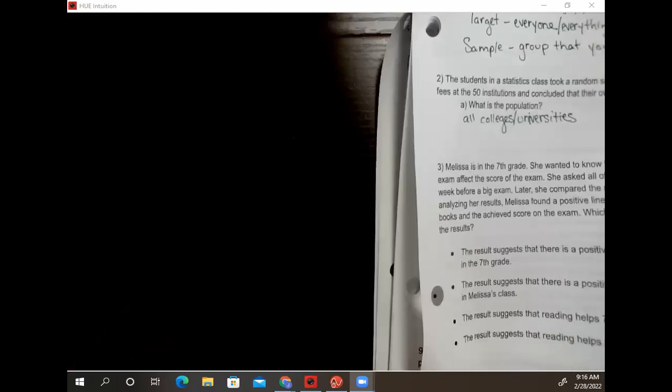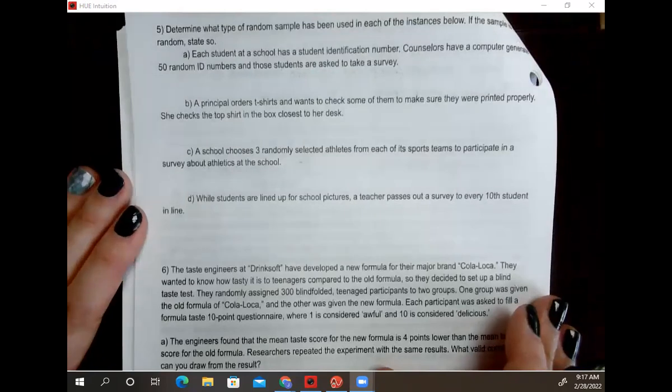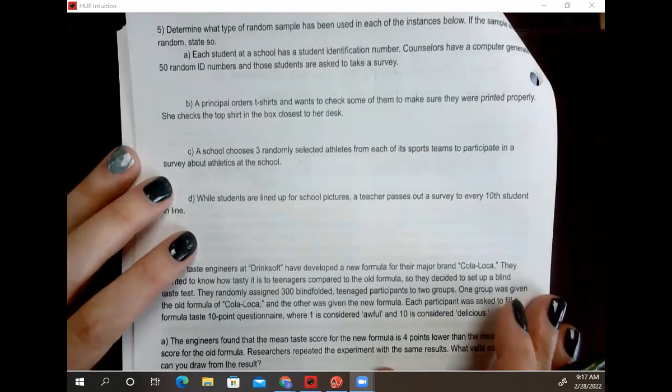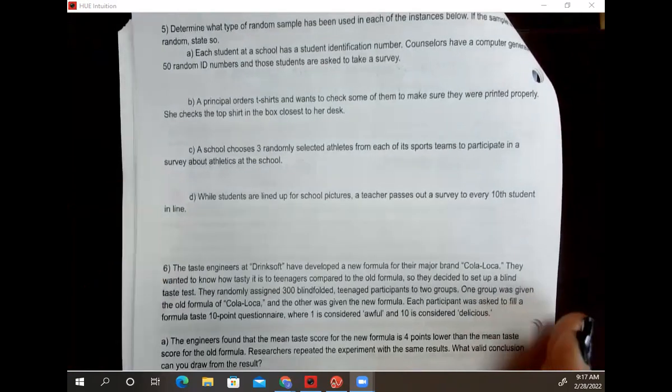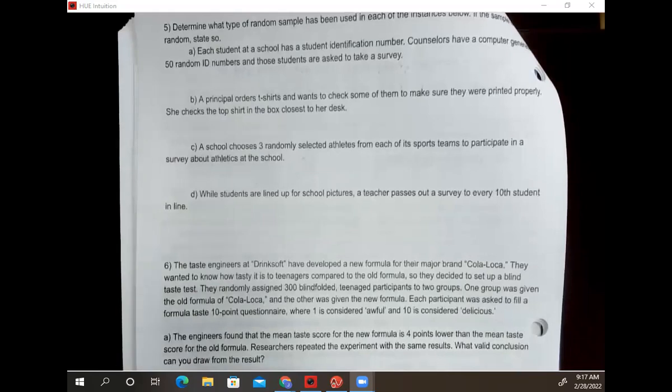Okay, turn the page, and the last one we're going to talk about today is number 5. Number 5 is the last one that relates to the work that we did last time. So number 5 says determine what type of random sample. Remember we talked about 3 different types of random samples? Determine what type of random sample has been used in each of the instances below. If the sample is not random, state so. So we've got 4 choices here. Simple random, systematic random, stratified random, or not random. Okay, 4 options.